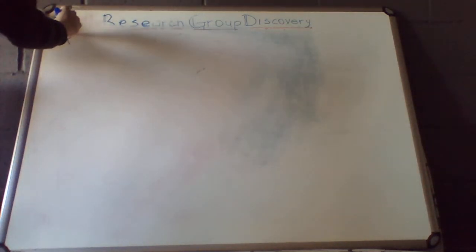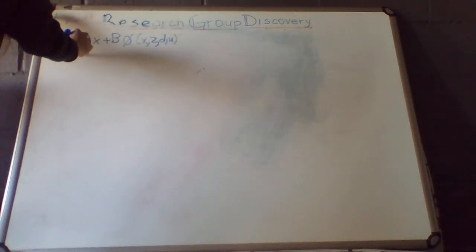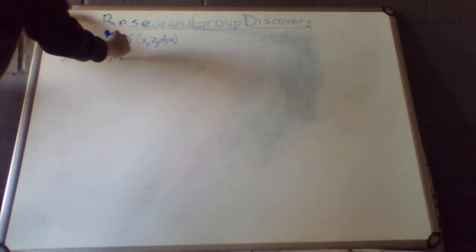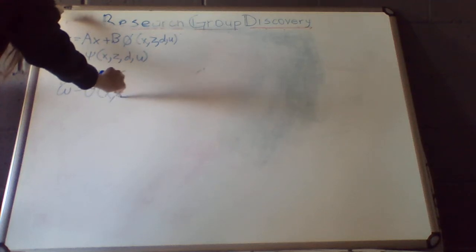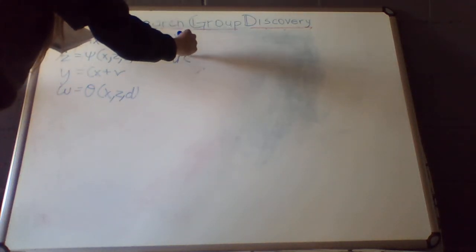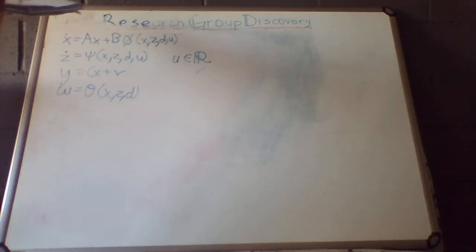It's x dot equals Ax plus B phi of x, z, d, u, z dot equals psi of x, z, d, u, y is Cx plus mu for noise, and then w is theta of x, z, and d. And so, with regard to this, the requirements that are used in that high-gain observer paper are that u is single input, so it's contained in R.